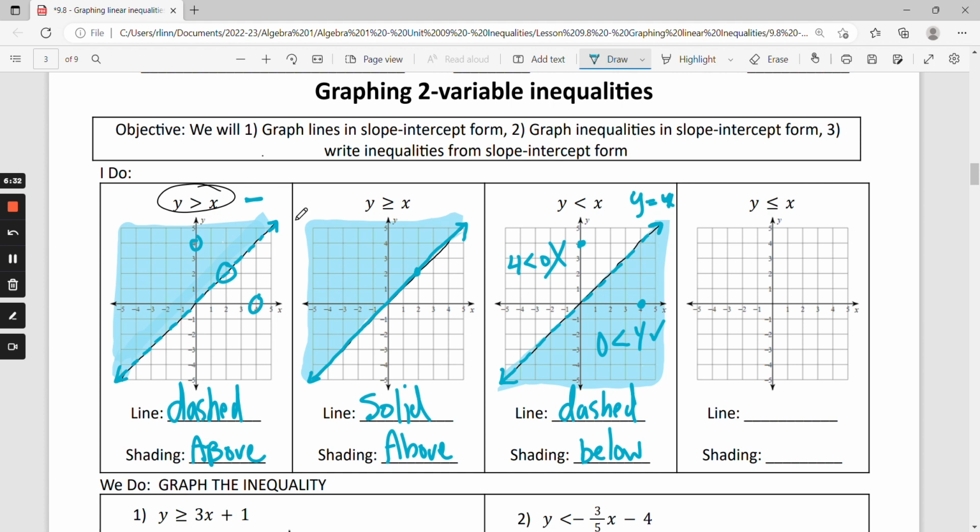Our last inequality that we have is y is less than or equal to x. So once again, we're going to draw that line, y equals x. That line y equals x, we're going to make a solid line because it is y is less than or equal to x. And then we're going to make our shading go below because it is less than. So y is less than. So we'll go ahead and shade below that line. And that's going to be our four different inequalities and what those look like on our graph.